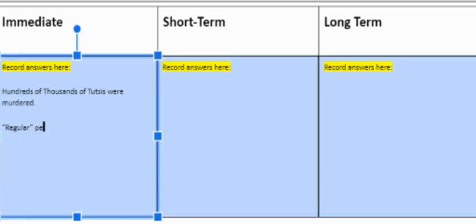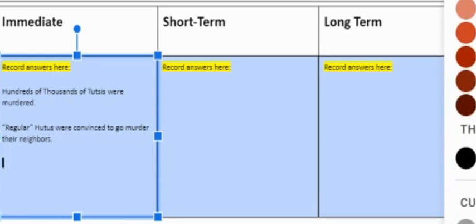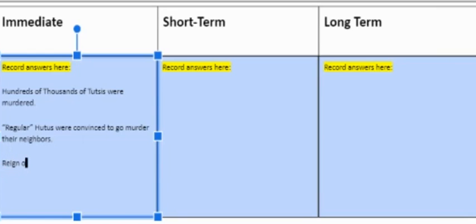Regular Hutus were convinced to go murder their neighbors. There was a reign, highlight again, reign of terrorism throughout Rwanda. I don't want to use the term reign of terror, that's France.